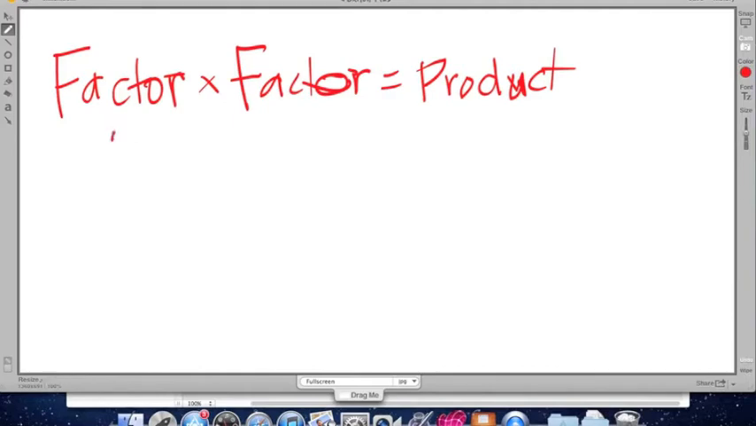So I could say that one factor was 2, another one was 3. When we multiply together, our answer is going to be 6. This is the product. 6 is the product. 3 is a factor, and 2 is a factor. Okay? So 2 times 3 equals 6. Very simple. When we talk about it with fractions, the greatest common factor can help us simplify a fraction.